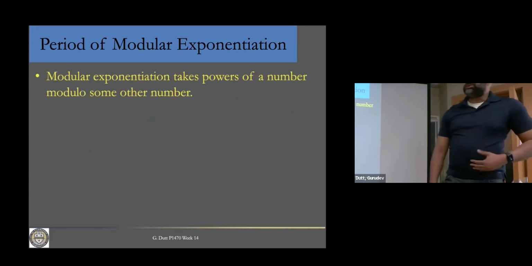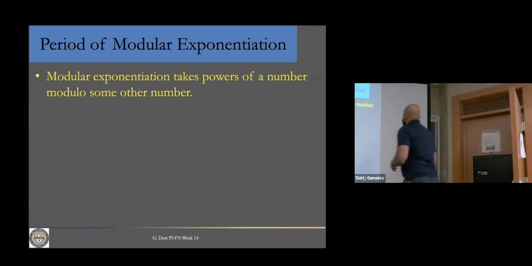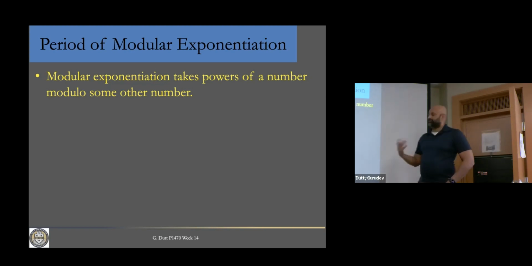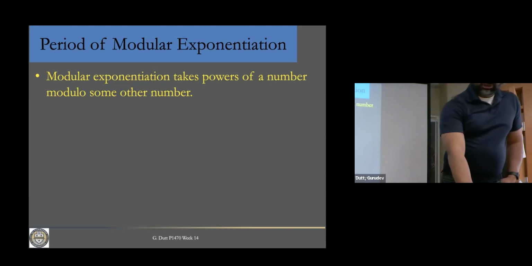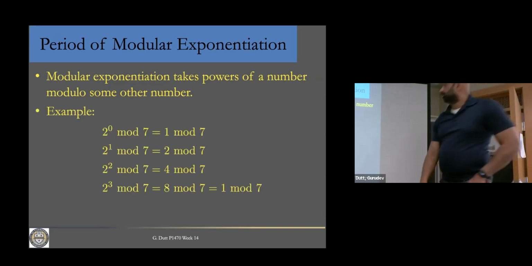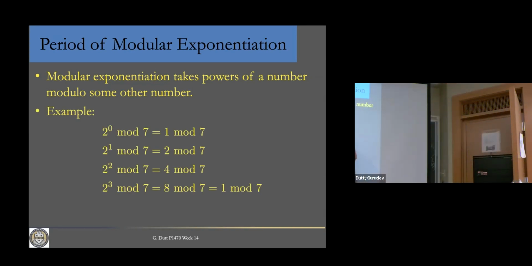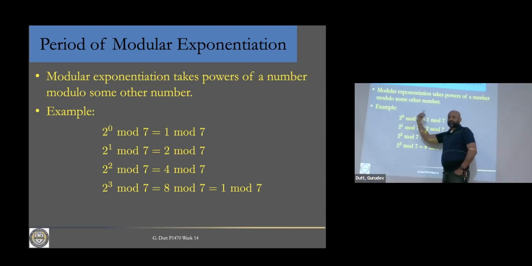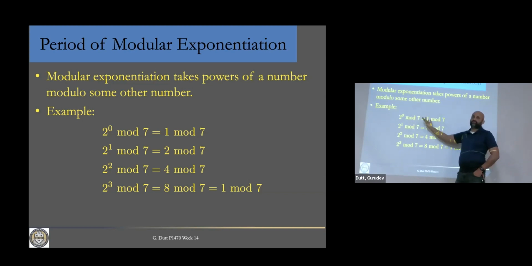All right, so now what's modular exponentiation? This has some very powerful properties in modular arithmetic, so we're going to talk about that. It takes the powers of a number, modulo some other number. As an example, let's take 2 to the power 0 modulo 7. 2 to the power 0 is 1, and 1 divided by 7 leaves behind a remainder 1. So this is 1 modulo 7.